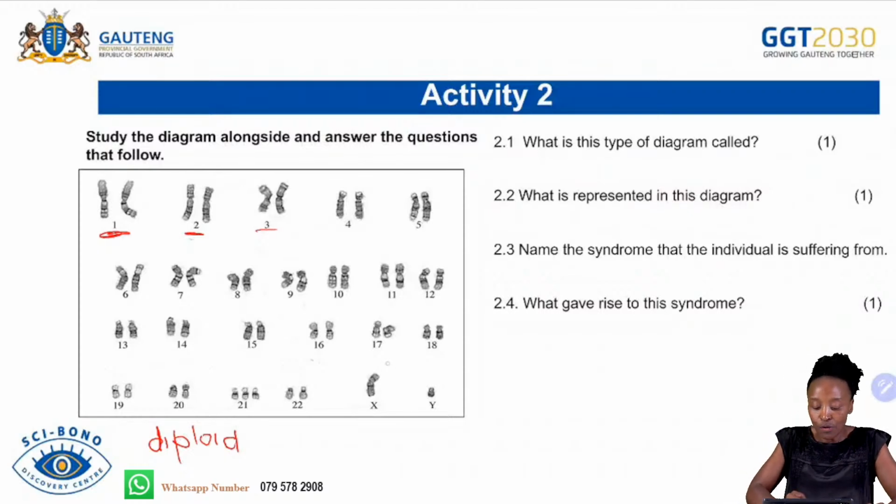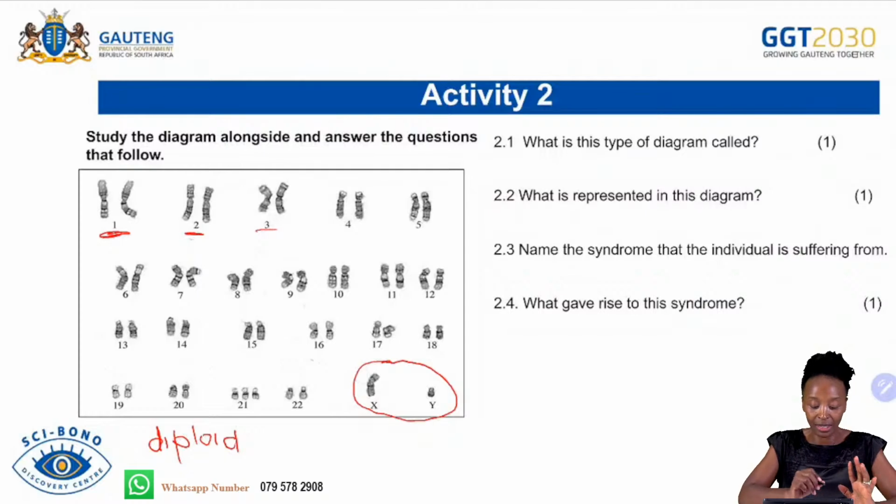Another thing, if we look at the last 2, remember the last 2 are the gonosomes, the last pair, which is 23, and then the rest are autosomes. If we look at a gonosome, we have a long one and a short one. Because they are not the same, luckily in this case we are told that this is X and this is Y. So we know that what is represented here is a male.